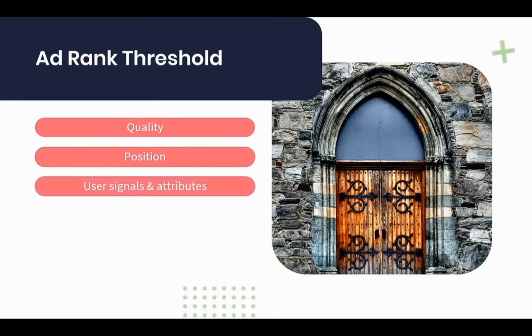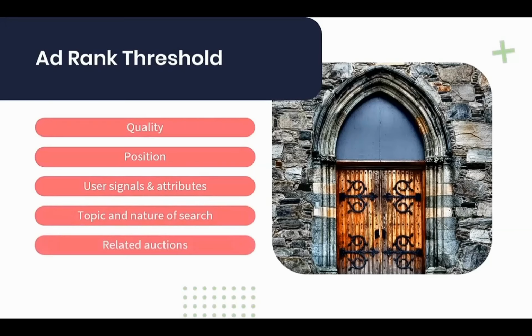Then we have the user signals and attributes. These include things such as location, meaning the thresholds can be different for different people depending on the country that you're in as well as the actual devices themselves. The topic and nature of the search is also a very important factor to take into consideration. Some topics may have a higher threshold than others. For example, if you're looking to buy a car, the threshold would be different than if you were looking for arts and crafts.